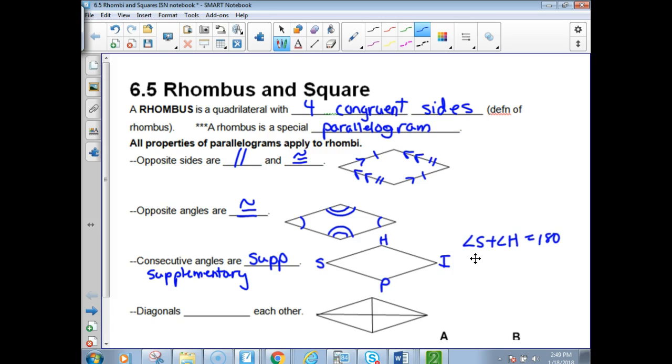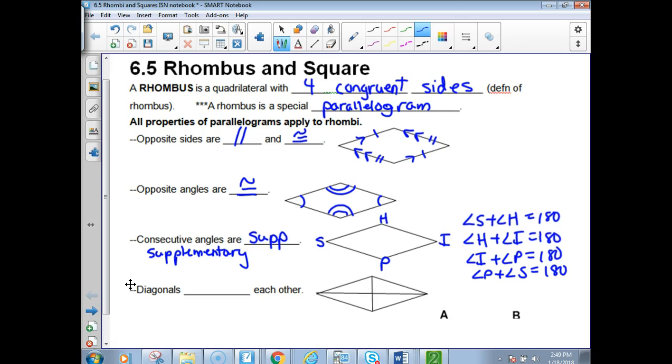And I'm not going to write the M's for the measure right now, although that's technically correct. Angle H plus angle I is 180. I'm just going around the ship. Angle I plus angle P is 180. And angle P plus angle S is 180. Okay, so any two, one after the other, are supplementary.